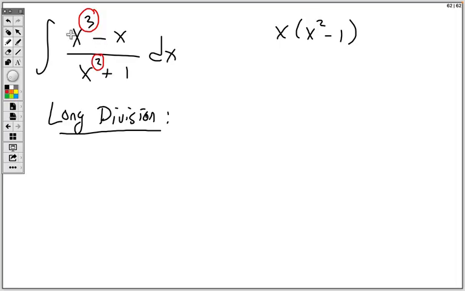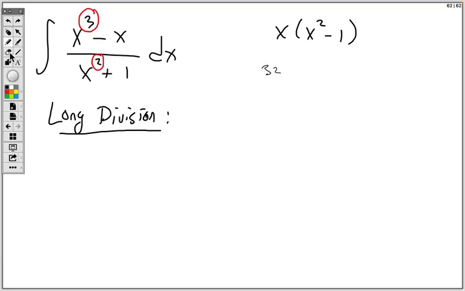Think about this, it's very analogous to if we had an improper fraction like 32 over 7ths. I could write it that way, or I could write it as a quote-unquote mixed number. 7 goes into 32 a total of 4 times.